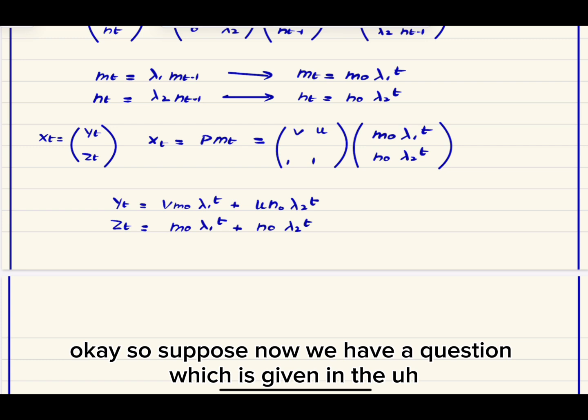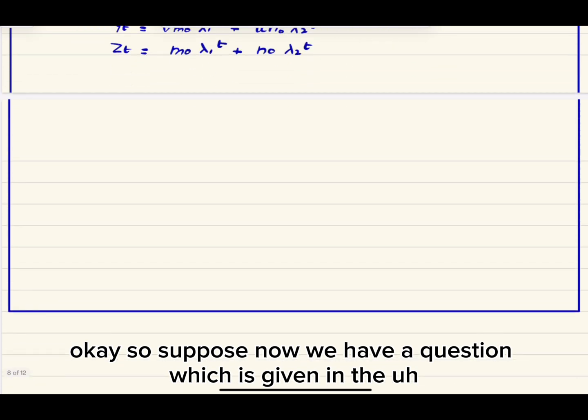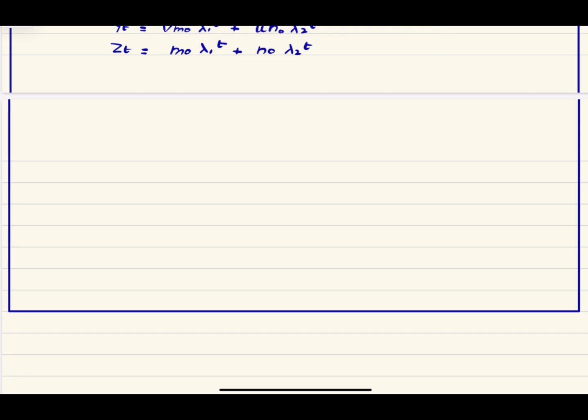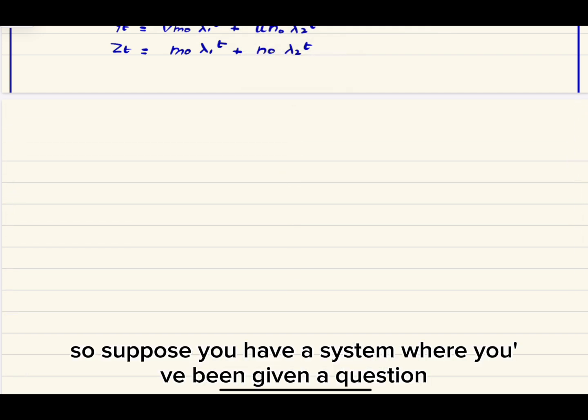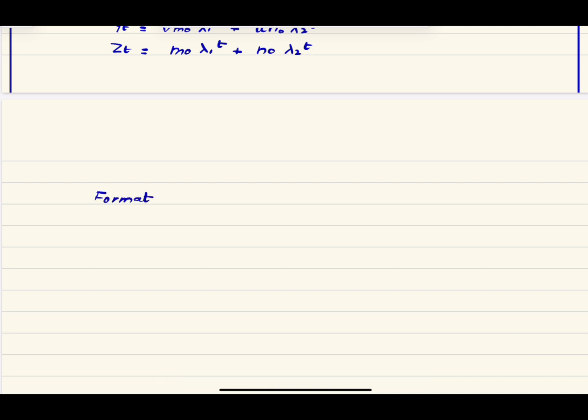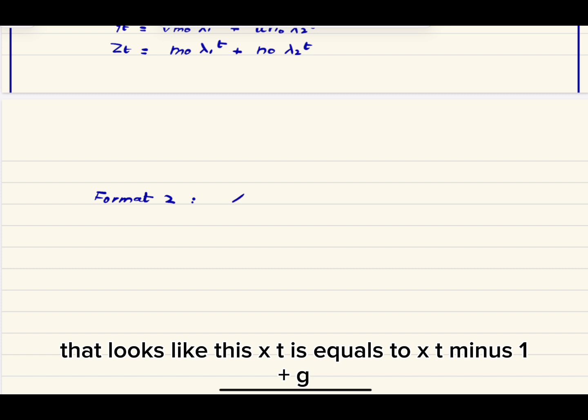Okay, so suppose now we have a question which is given in the second format. Suppose you have a system where you've been given a question that looks like this: xt is equal to A xt minus 1 plus g.